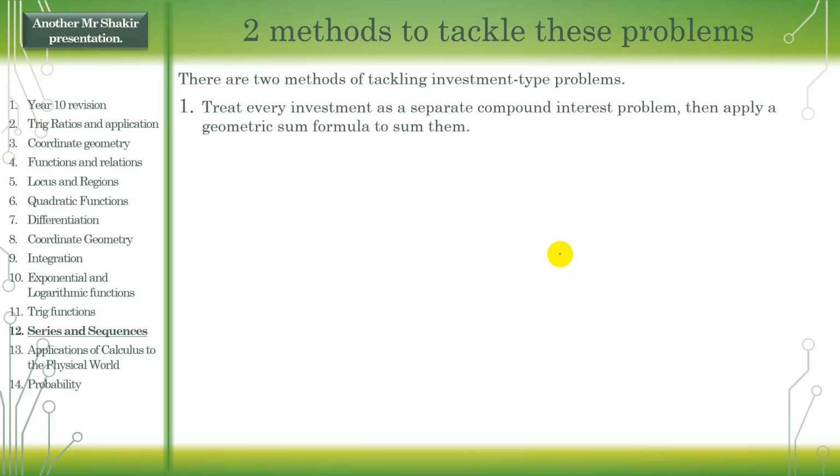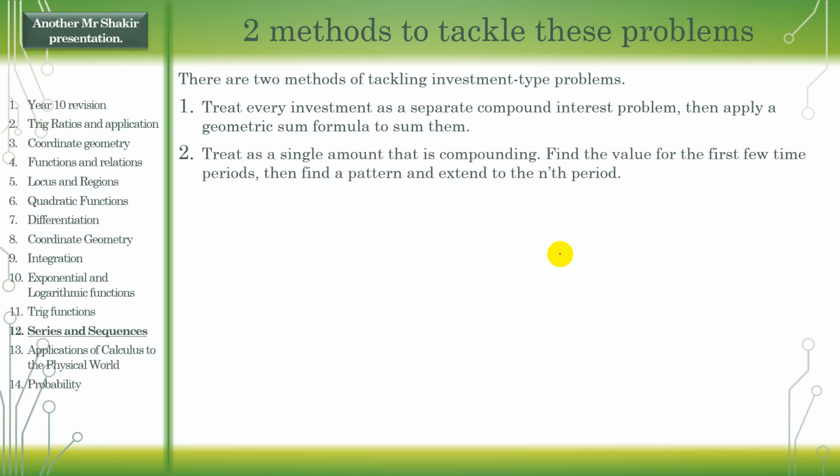The first is treat every investment as a separate compound interest problem, then apply a geometric sum formula to sum them up. So that's one way to do it, and I think that's the easier way. I'll explain in a bit. The second way to do it is treat as a single amount that is compounding, find the value for the first few time periods, and find a pattern and extend to the nth period. And I will cover these in a lot more detail, so you don't need to worry about it.